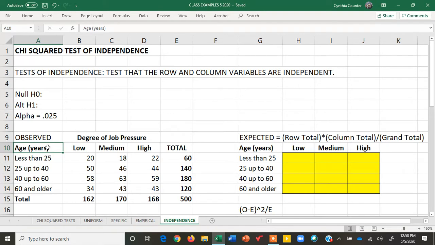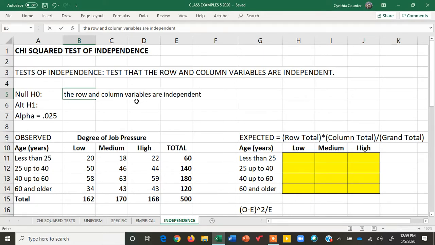In this data set, we see that the independent variable is the degree of job pressure felt by workers, and the dependent variable is their age. What we want to do here is test whether the column variable, degree of job pressure, is independent of age, the row variable. In general, the null hypothesis for any test of independence is the row and column variables are independent. The alternative then would be that the row and column variables are dependent.